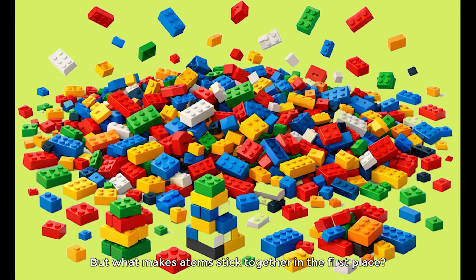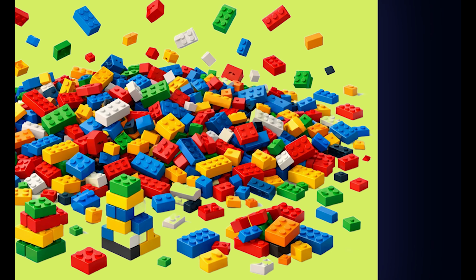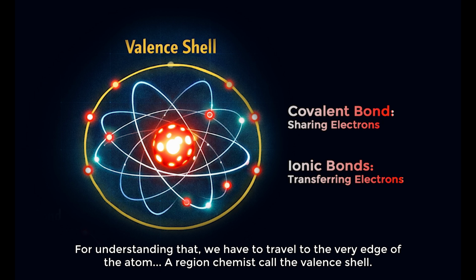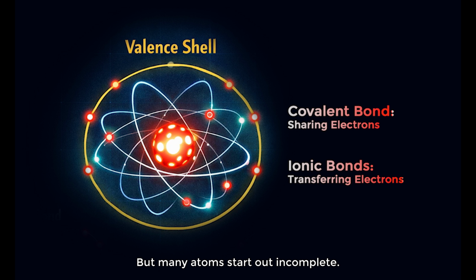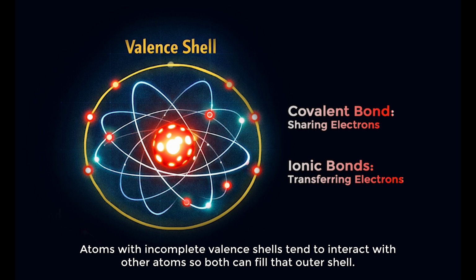But what makes atoms stick together in the first place? To understand that, we have to travel to the very edge of the atom, a region chemists call the valence shell. Each atom has an outer electron layer called the valence shell, and atoms are the most stable when this shell is full. But many atoms start out incomplete. Atoms with incomplete valence shells tend to interact with other atoms so both can fill that outer shell.